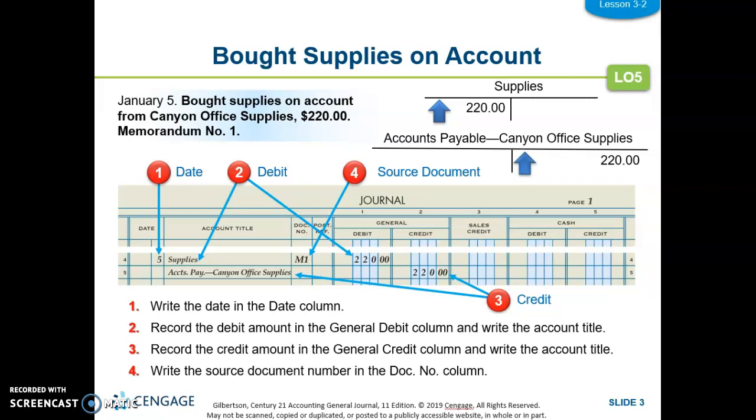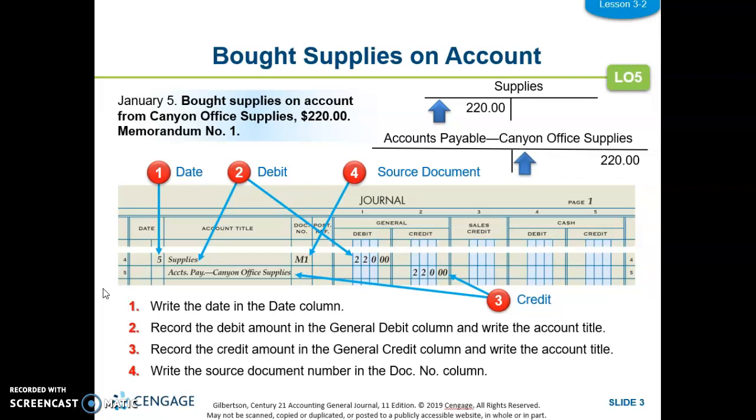We will just write that on the first line of this entry, because as you can see, there are going to be two account titles we will write down, so we only write it for the very first line. Now, for our debits and credits, because we have supplies and we have accounts payable Canyon Office Supplies, there is no special amount column with the title of the account debited, supplies, in its heading. Therefore, we need to write supplies and give it a general debit on the same line of $220. There's also no special amount column for accounts payable Canyon Office Supplies. So we will write that account on the following line and then record our credit of $220 on that same line.